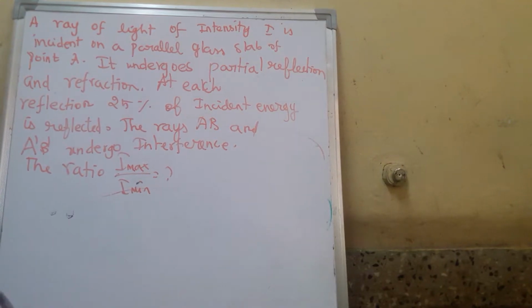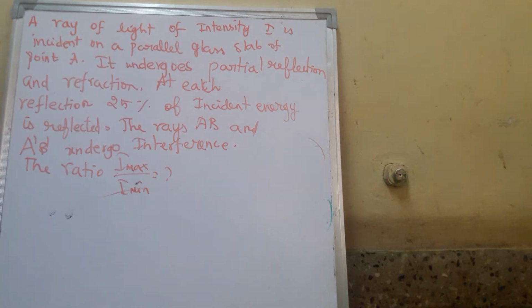Okay, students, now இன்னைக்கு wave optics ல நம்ம கொஞ்சம் problems பார்க்கலாம். So a ray of light of intensity I is incident on a parallel glass slab at point A. It undergoes a partial reflection and refraction. At each reflection, 25% of the incident energy is reflected.